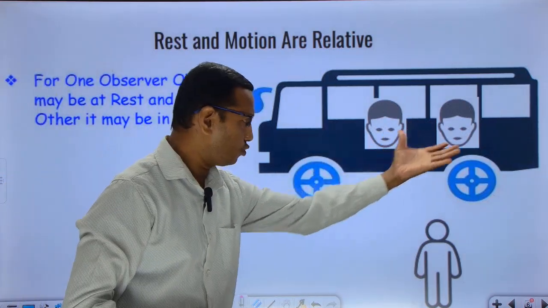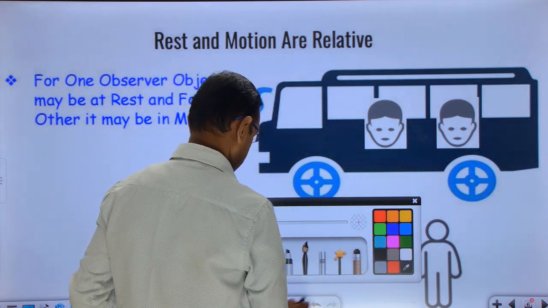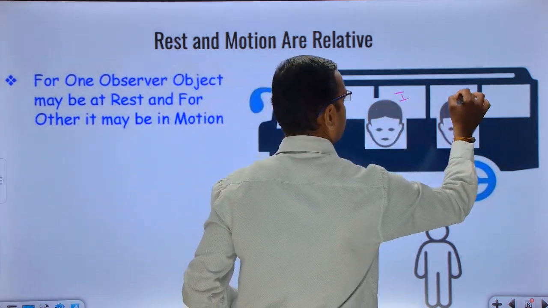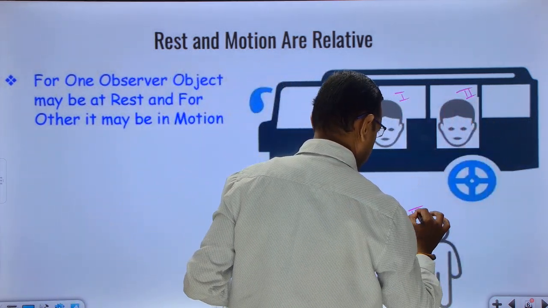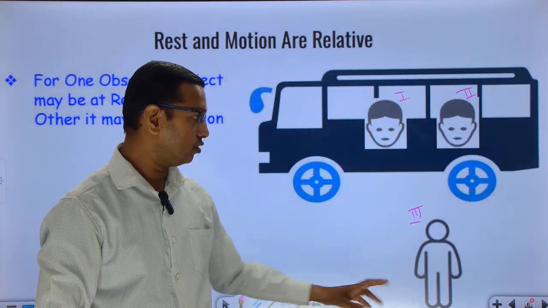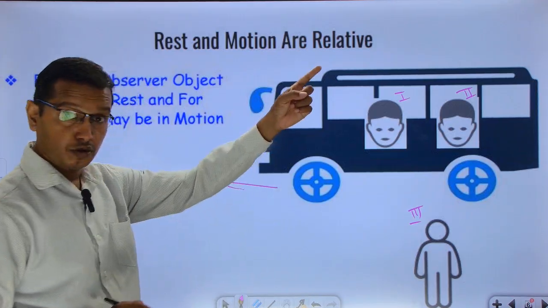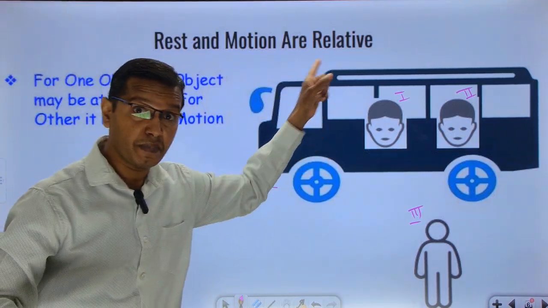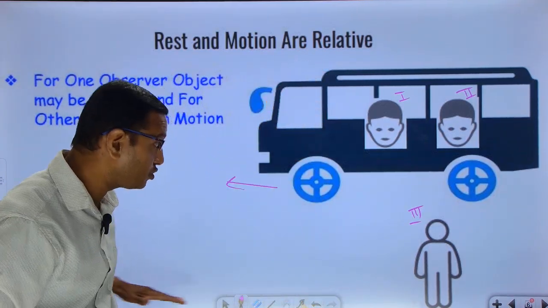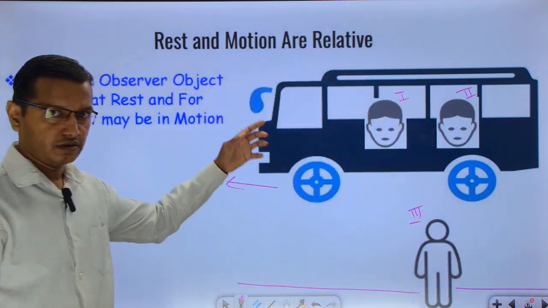There are two persons going in the bus. This is person 1 and this is person 2, and there's one more person 3 who is standing on the road looking at the two persons going in the bus, and the bus is moving. This is the first thing. So the bus is in motion. When I say the bus is in motion, it is with respect to the ground. Remember this.